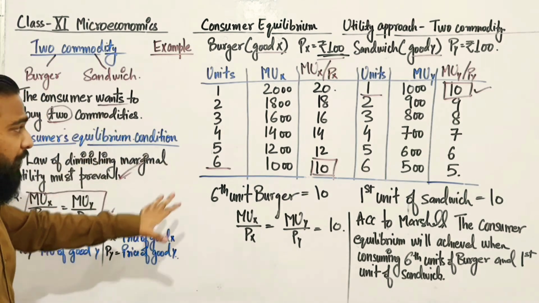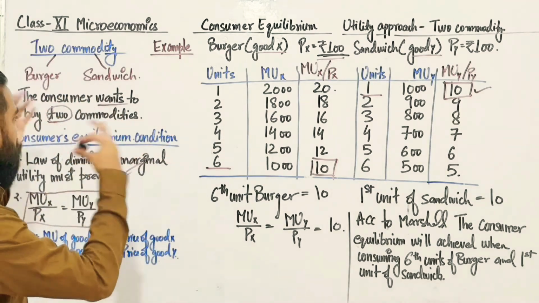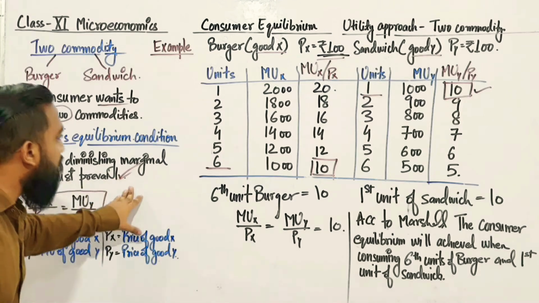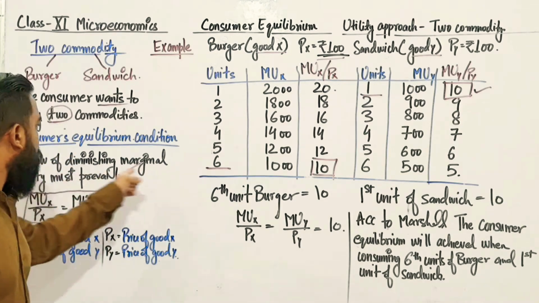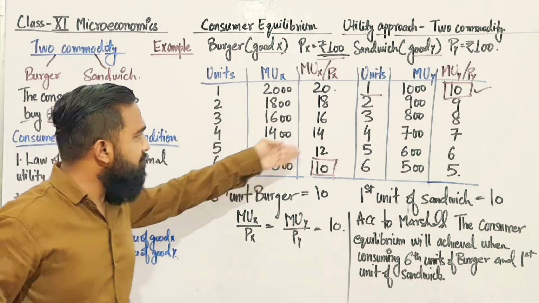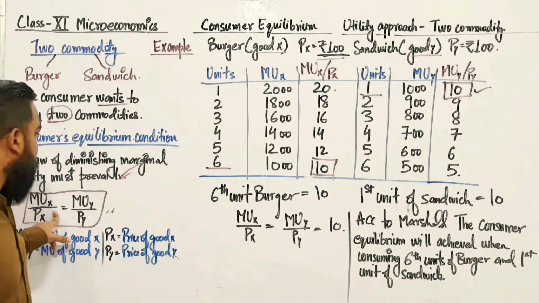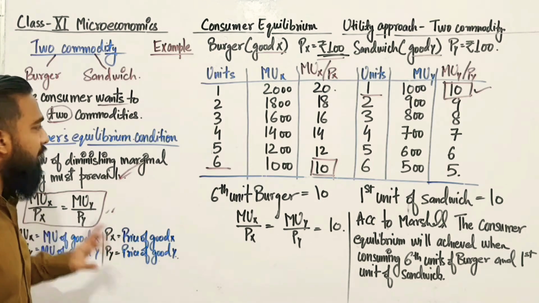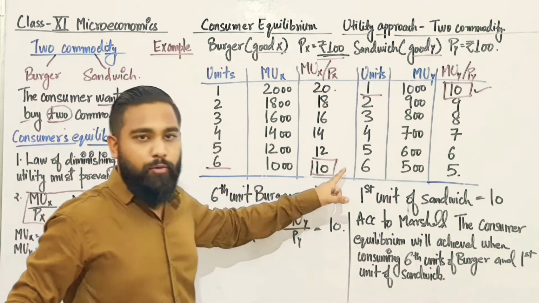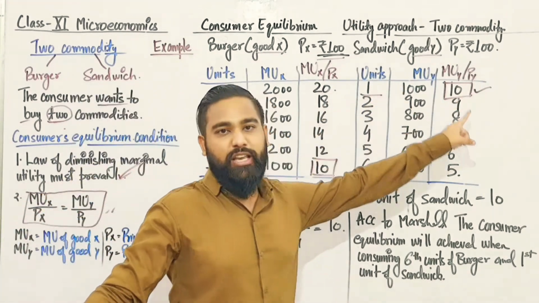But it's not completed. There is still something which you need to learn. But for now, this is the consumer equilibrium. We have satisfied two conditions: the law of diminishing marginal utility must be there. See, the MU is decreasing. And MUX upon PX must be equal to MUY upon PY. So the 6th unit of burger is giving the MUX upon PX value of 10, and the first unit is giving the same value.